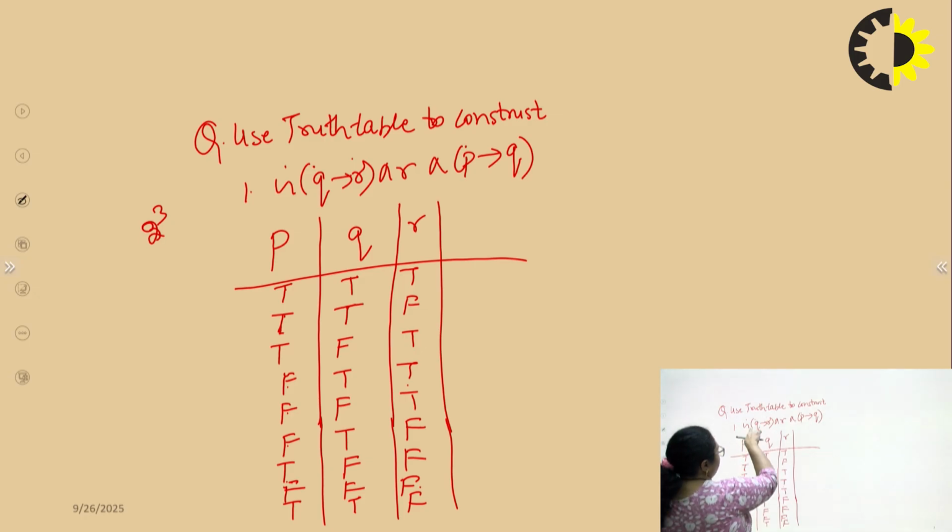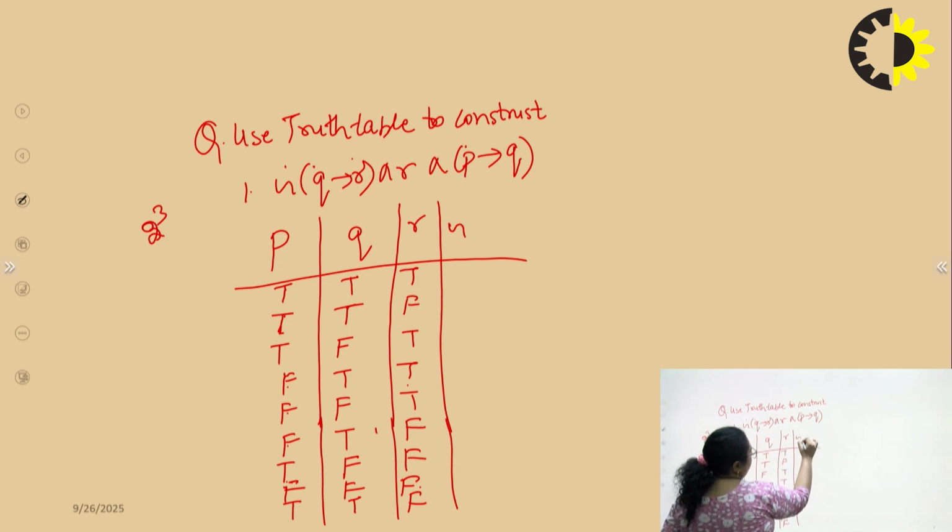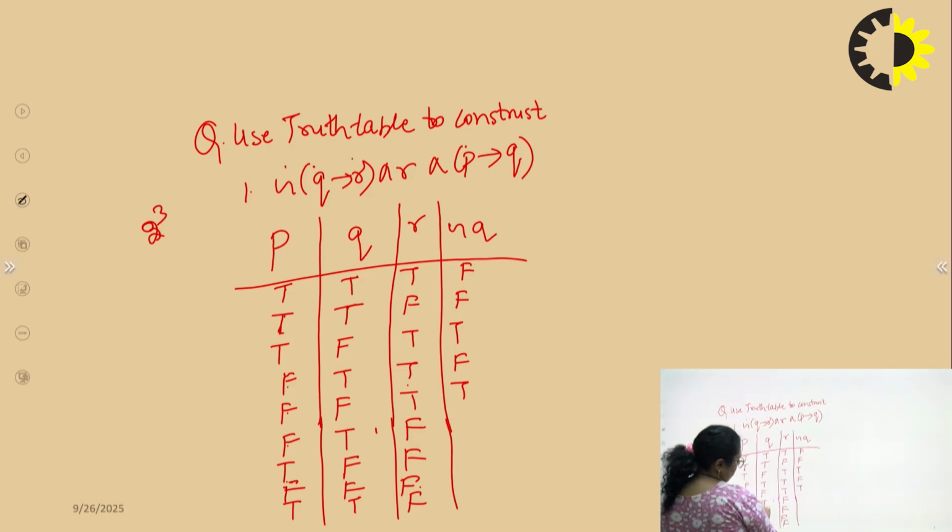So first we will calculate the negation of Q. According to the given question, we will calculate the negation of Q. This is our Q and the negation of Q will be the reverse of Q. So where we have true values, it will be false. Where we have true, it will be false. So: false, true, true, false, false, true, true, false.